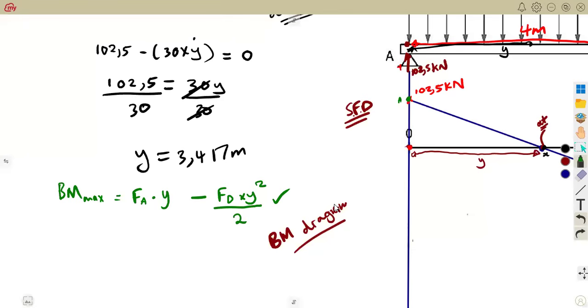What is going to be the measurement in terms of what? In terms of the meters. Just like that. So let's substitute, guys.